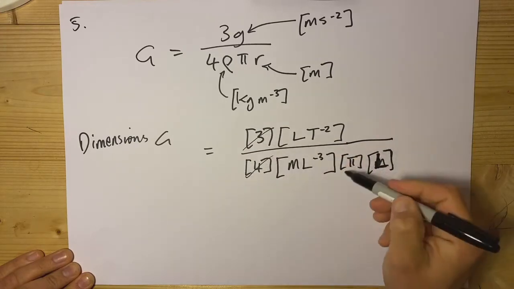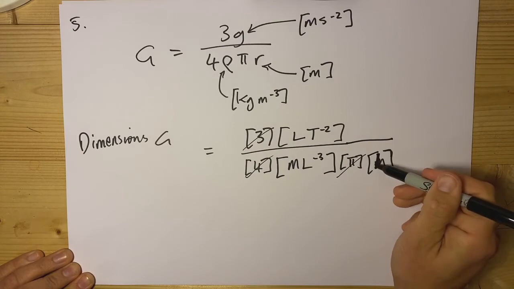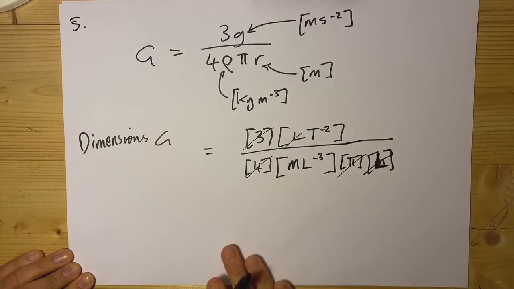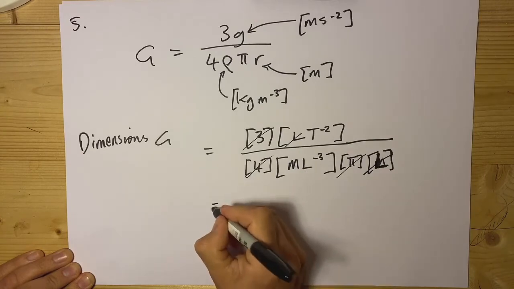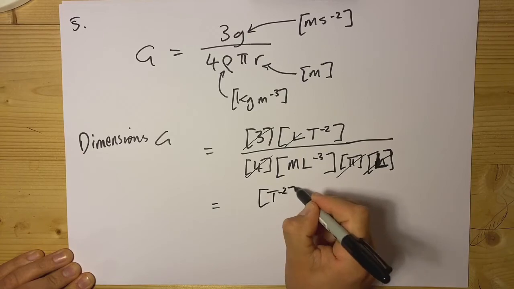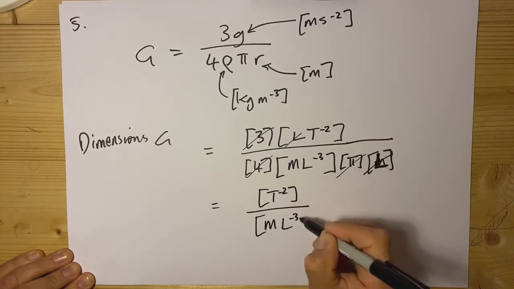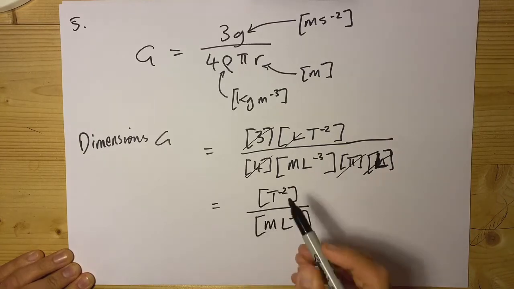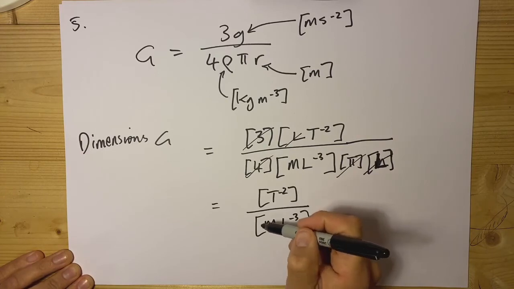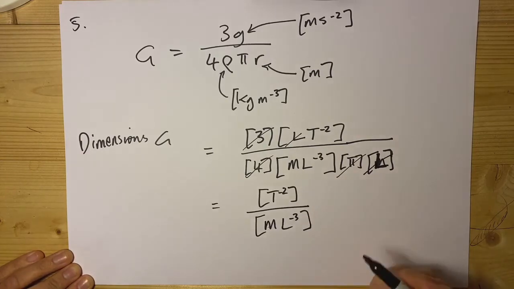Okay, so we can have a look at this. These are dimensionless, so they're not going to contribute to anything in our dimensions. We've got an L down here and an L up here. So those will cancel. Those are the easiest ones to cancel. And then we're left with, on the top, T to the minus 2, and then down here, M and L to the minus 3. So we have dimensions of time, but per time squared, dimensions of mass, and dimensions of per length cubed.